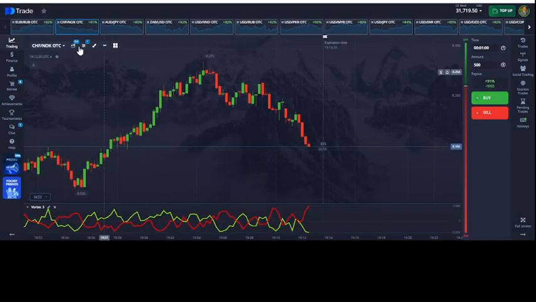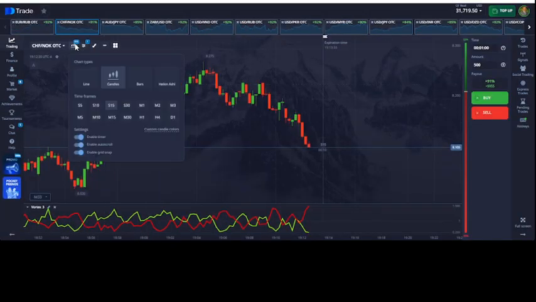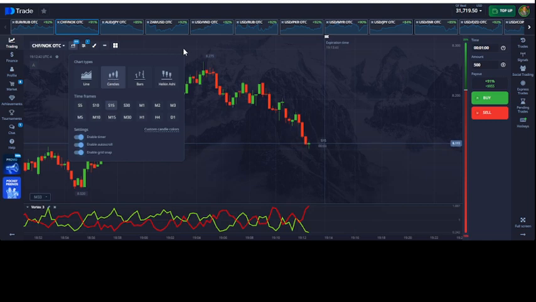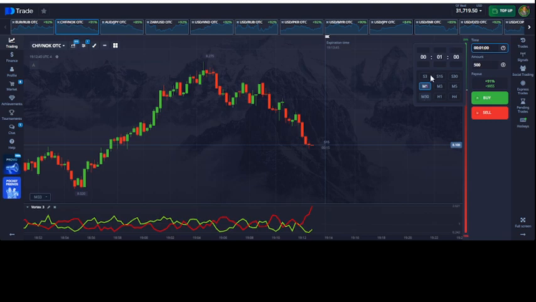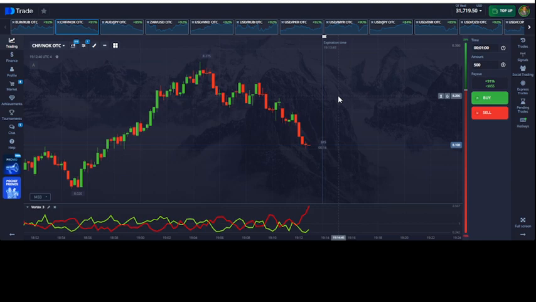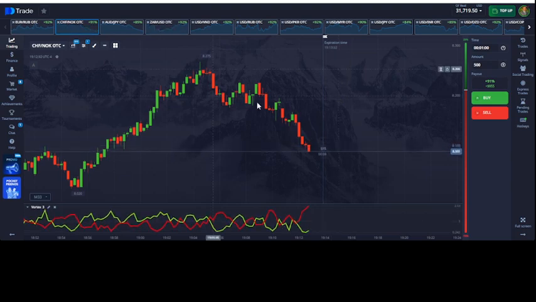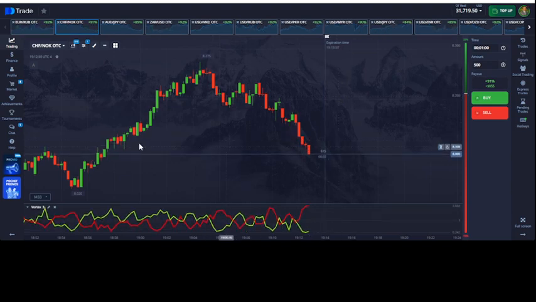For the candlestick chart here, I have my candle set to 15 seconds, S15, regular Japanese candles. And for my trade timer, I have it set to M1, or 1 minute. So I'll be taking fast 60-second trades while looking at these 15-second Japanese candles.